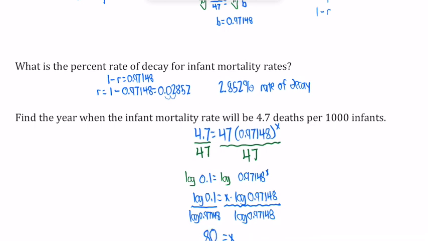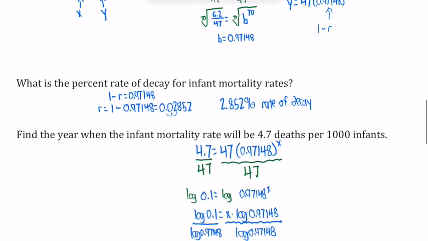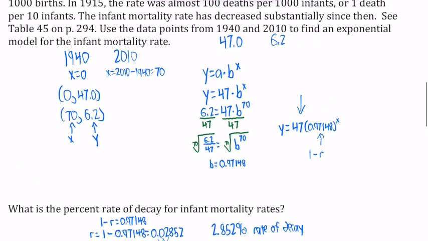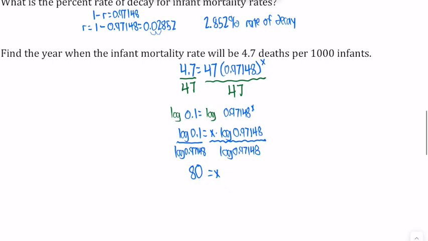Since it's asking for a year, recall that we set up our starting year for this problem to be 1940. So we would take 1940 plus 80, and our result is that we're looking for the year 2020.